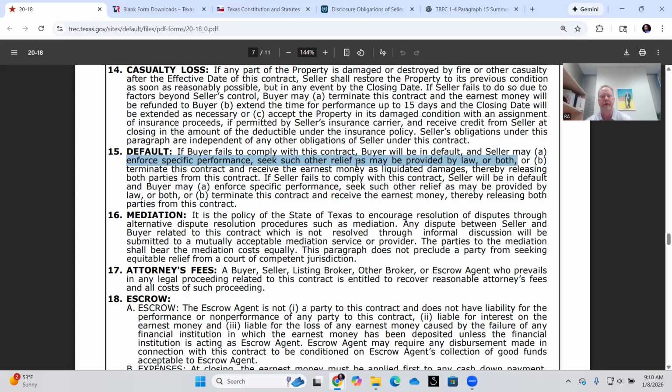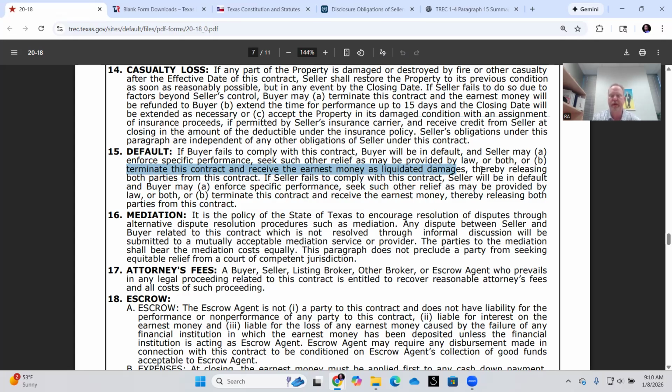Say the seller has moved out and is in a hotel room. They could sue for the cost of the hotel room and the move and the inconvenience. They could sue for mental issues that it's causing, distress as well, right? Or B, they could terminate this contract and receive the earnest money as liquidated damages. Okay. This is what most commonly happens. Buyer's in default, contract's no longer valid, it's terminated, and the earnest money will be released to the seller.